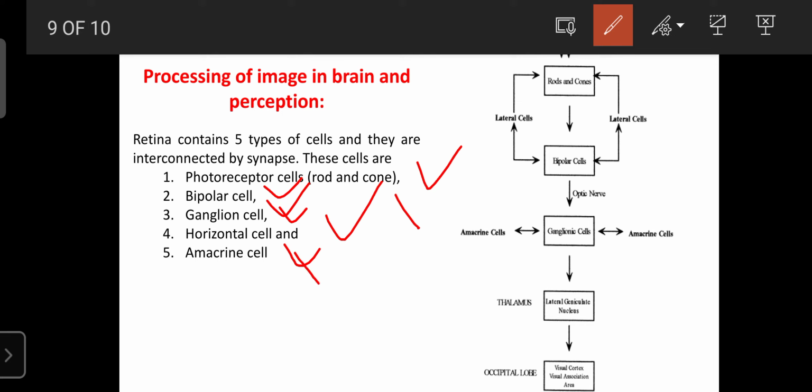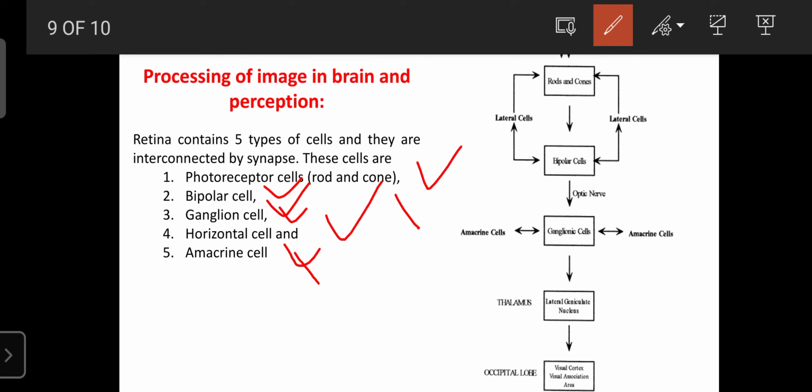Then it is sent or supplied to a special type of nuclei, known as the lateral geniculate nucleus, which is present in the thalamus. Then the thalamus helps to project the impulses onto the primary visual cortex, our visual area, which is present in the occipital lobe of the cerebrum. So then only can the image be perceived.